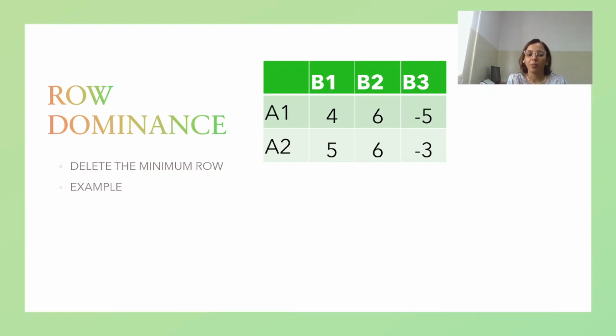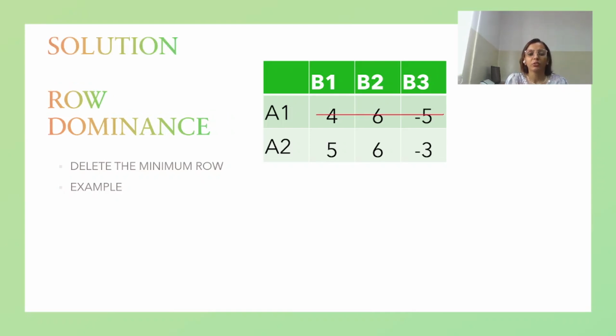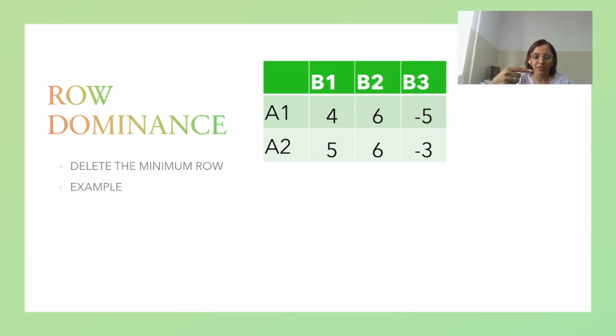Now applying the rule of row dominance, we compare the rows, each and every row, and find which one is lower. Say, for example, there are only 2 rows, so we compare A1 with A2. We find that 4 is lower than 5, 6 equals 6, and minus 5 is lower than minus 3. So which row is lower, A1 or A2? Exactly, A1 is lower as compared to A2.